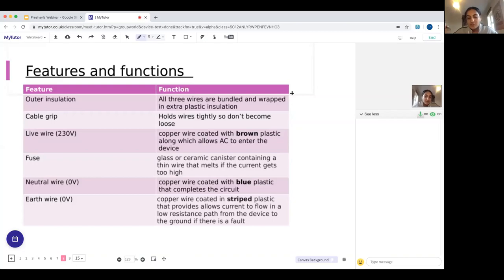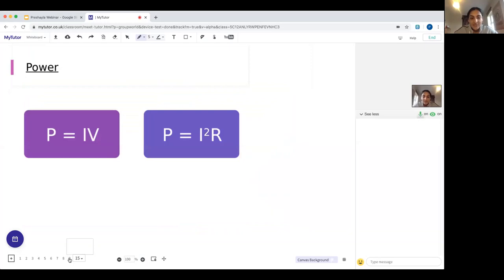Then we have the fuse, which we just said melts if the current gets too high. We have the neutral wire, which is literally just there to complete the circuit and pull everything together. Then we have the earth wire, which is that low resistance path that takes the current to the ground should there be a fault. So that's, again, another safety feature. It's really important for people to understand the safety features of mains electricity and plugs and sockets, because we obviously want to reduce our risk of electric shock. Okay, so that's one of the main dangers that we have.